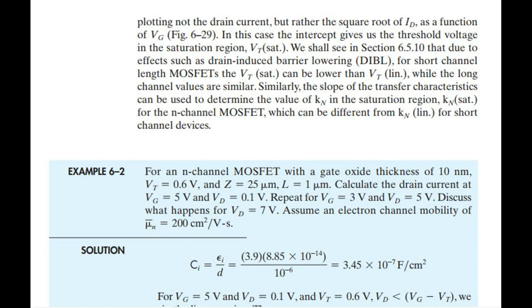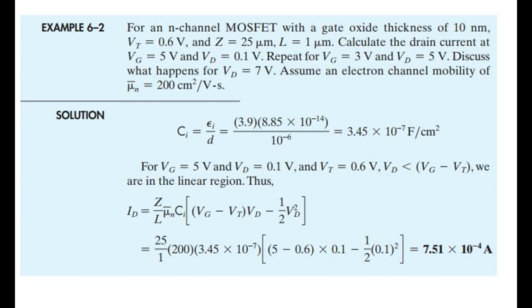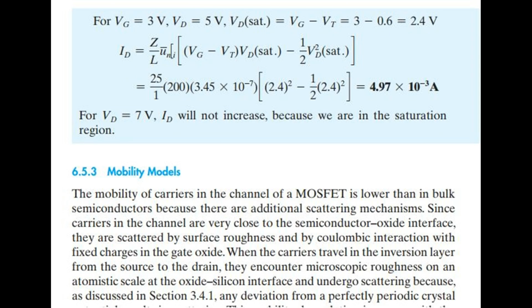For gate voltage equal 5 volts and drain voltage equal 0.1 volts, and threshold voltage equal 0.6 volts, drain voltage is less than gate voltage minus threshold voltage, so we are in the linear region. Thus, for Vd equals 7 V, ID will not increase, because we are in the saturation region.